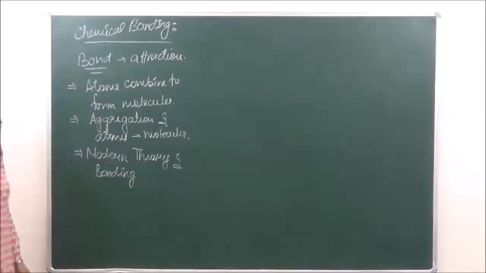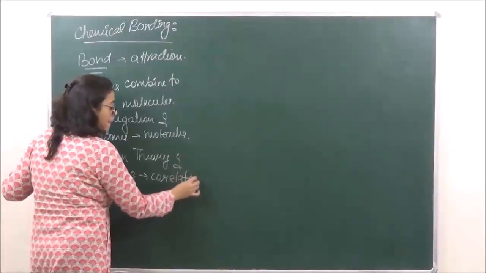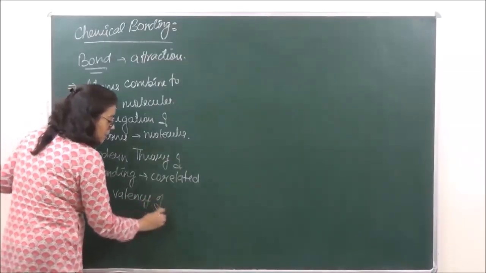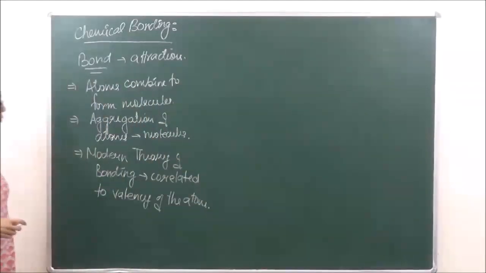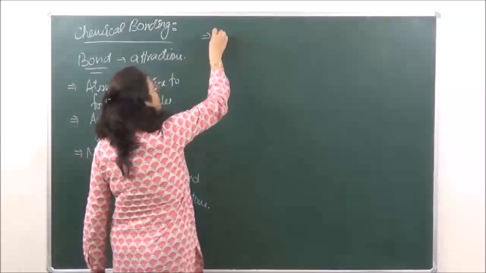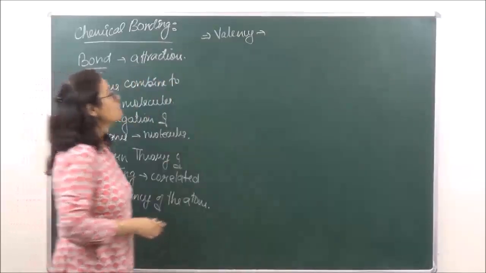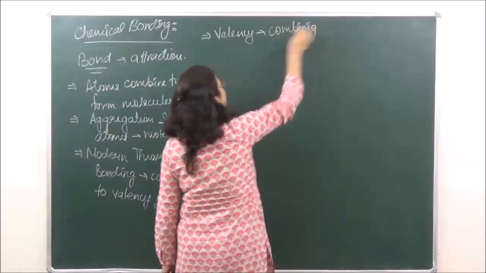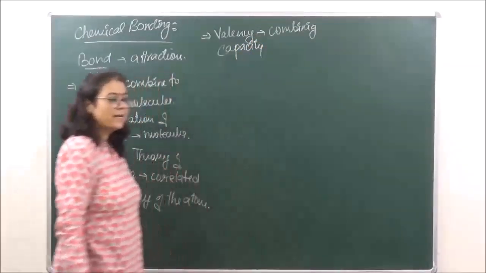This modern theory of bonding was correlated to the valency of the atom. Now what do we understand by the term valency? In simple words, valency is known as the combining capacity of any atom. This is what you have studied in the junior classes.